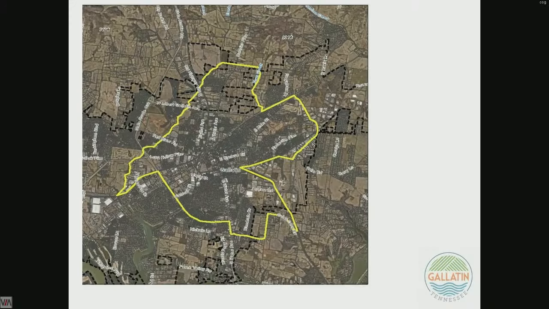Once again, I kind of wanted to start with the map of the eligible census tracts here in Gallatin. There are some areas that are not currently in city limits, but for the most part, this comprises 95% of Gallatin. 95% of these census tracts is in the Gallatin city limits. And so these are tracts that meet the HUD definition of low moderate income.